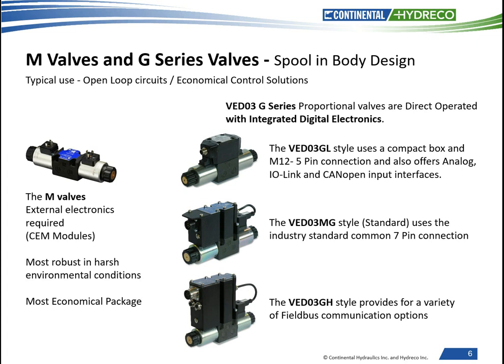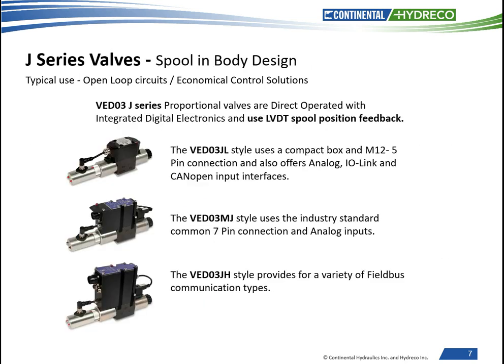As you're looking at the slide, you're seeing several other options here. We will circle back to the GL, MG, and GH options in just a minute. The J series valves are similar to the G series, and the advantages and disadvantages are also the same. However, the J series also incorporates the use of an LVDT spool position feedback for the control.